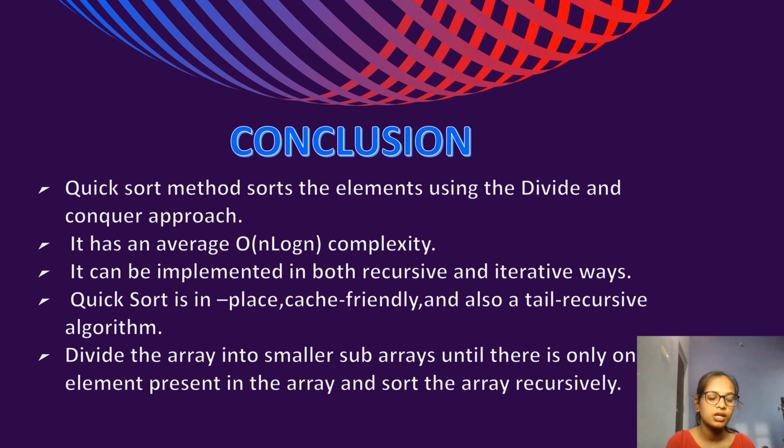At last, we come to the conclusion that the quicksort method sorts the elements using the divide and conquer approach. It has an average complexity of big O of n log n. It can be implemented in both recursive and iterative ways. Quicksort is in-place, cache friendly, and also a tail recursive algorithm. Divide the array into smaller subarrays until there is only one element present in the array, and sort the array recursively.